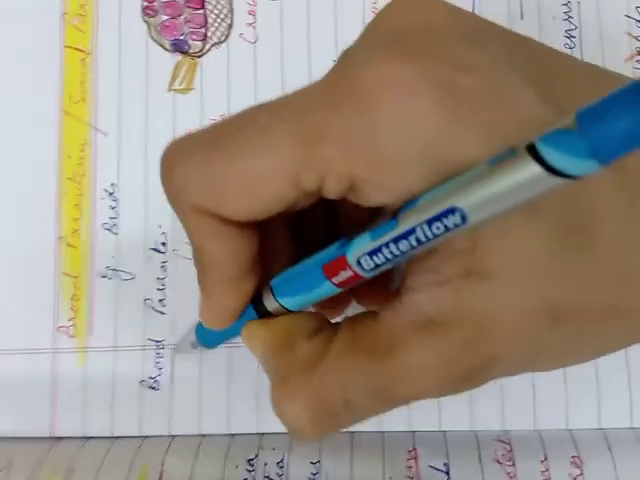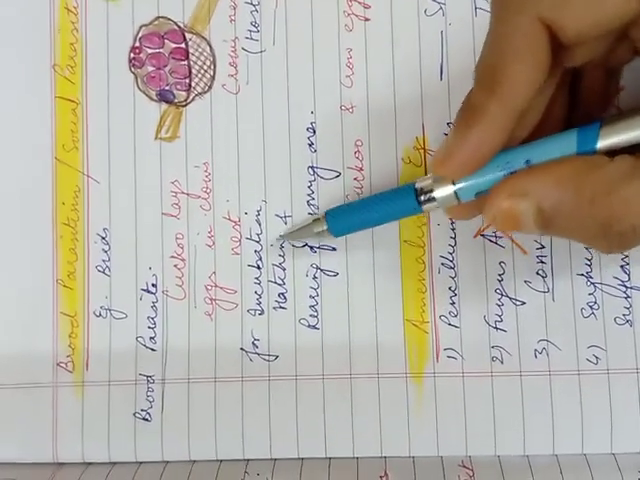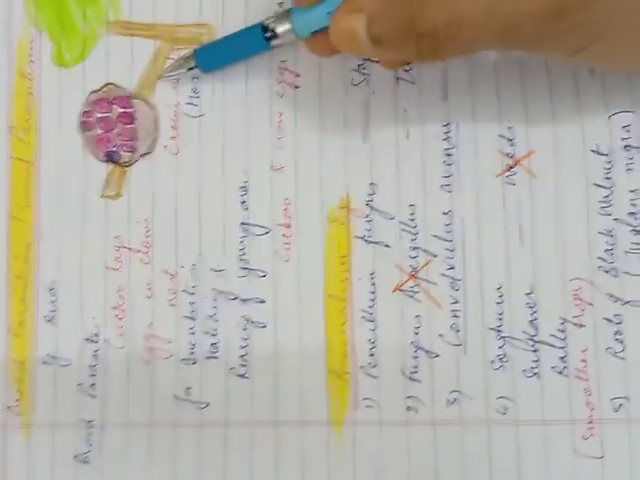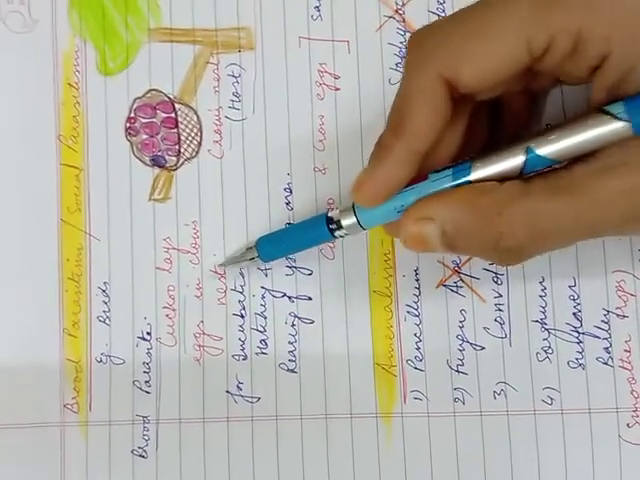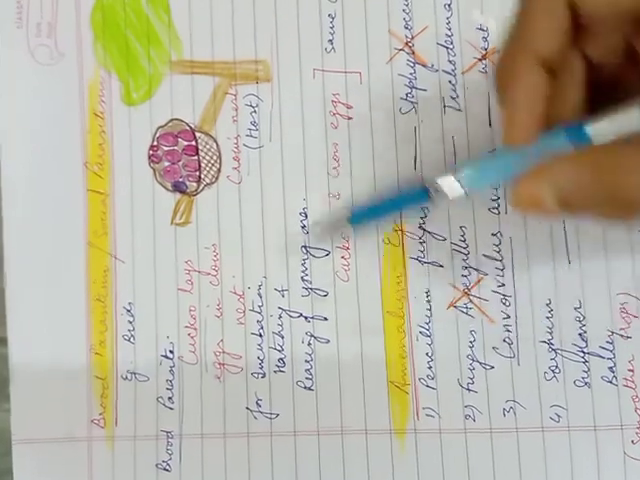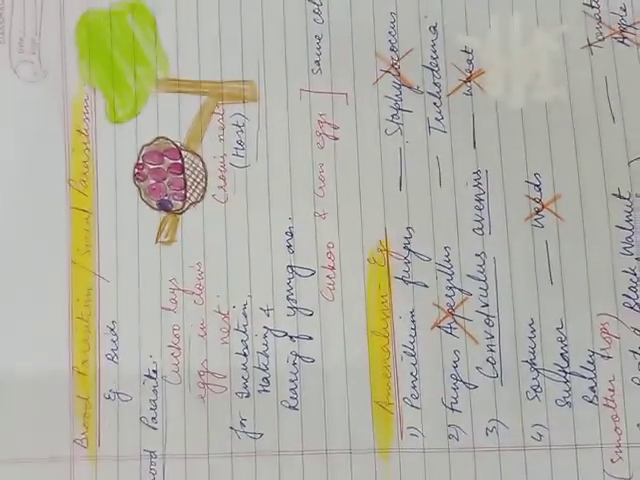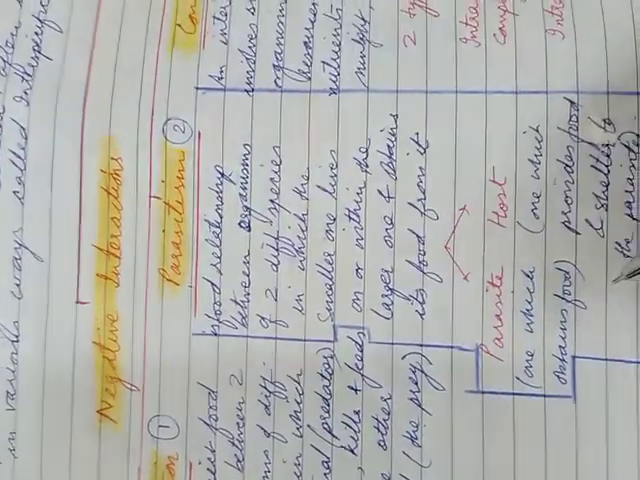So it is to be underlined, the brood parasite is cuckoo and the host is crow. And all the incubation, hatching and rearing of young ones is looked after by the crow for its own eggs as well as for the eggs of the cuckoo. Such type of parasitism in a social form is called brood parasitism, which is very interesting to study. Then that completes the second relationship also, that is parasitism.